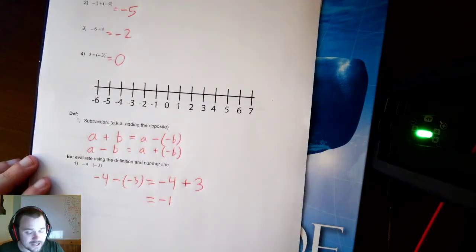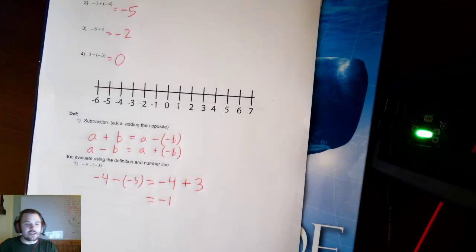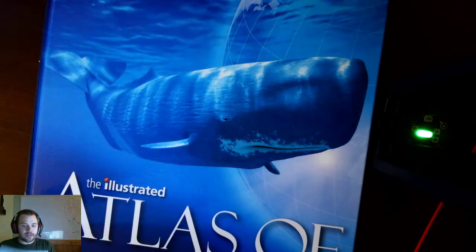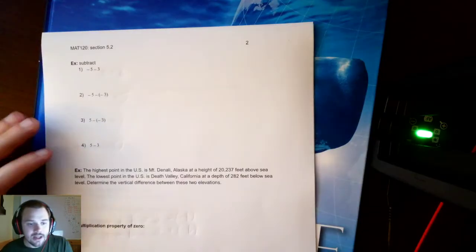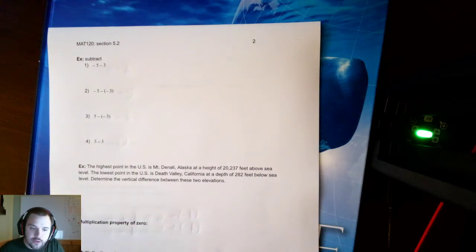So I added the opposite. So that's how we can do subtraction. We can always turn subtraction into addition. So you only need to know how to add, because if you can add, you can subtract. So let's try some subtractions. Let's try and think about these without using the number line, though. Let's try and think about them as adding the opposites.